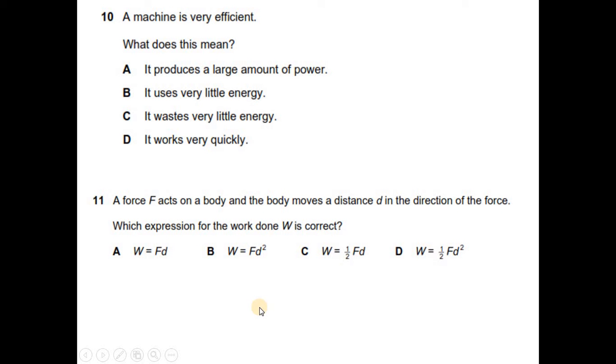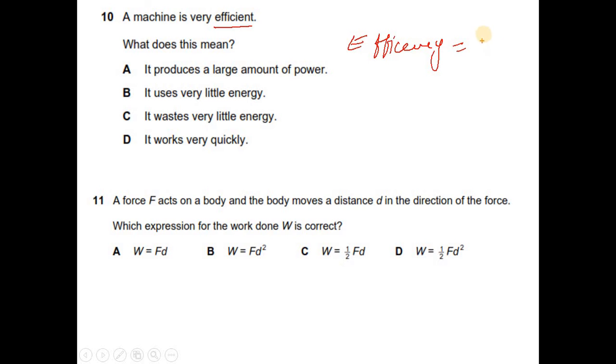Question number 10. A machine is very efficient. What does this mean? It produces a large amount of power. It uses very little energy. It wastes very little energy. It works very quickly. The word efficient comes from the word efficiency.